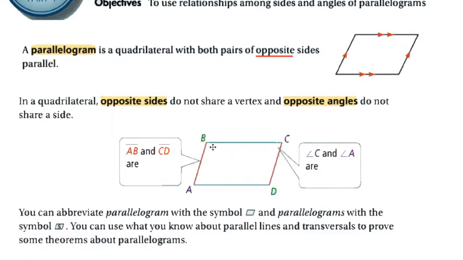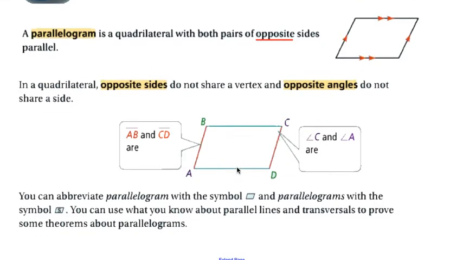So in this example down here, BC and AD would be opposite sides. AB and CD would also be opposite sides. They don't share a vertex. Opposite angles don't share a side. So A and C would be opposite angles, and likewise angle B and angle D would be opposite angles. They do not share a side.